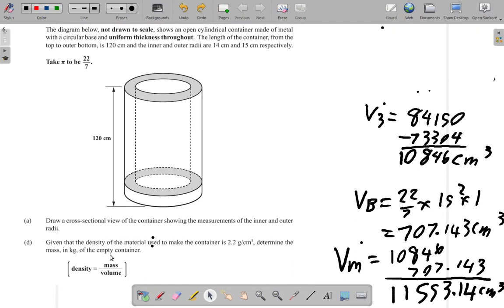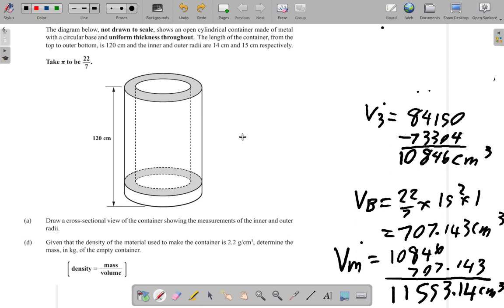Now, part D says, given that the density of the material used to make the cylinder is 2.2 grams per cm cube, determine the mass in kilograms of the empty container. Density is mass divided by volume. All right. They want the mass in kilogram of the container.